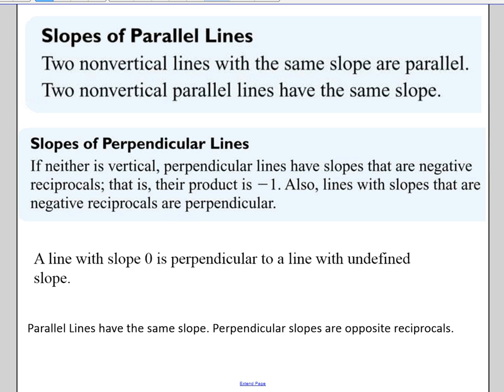Slopes of perpendicular lines: if neither is vertical, perpendicular lines have slopes that are negative reciprocals. That is, their product is -1. Also, lines with slopes that are negative reciprocals are perpendicular.